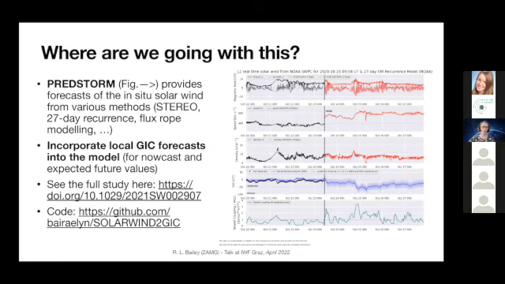And where it'll be interesting to go with this is to incorporate it with other models such as PredStorm, where we have forecasts of the incoming solar wind. And so you can get forecasts of the GICs for a few days. And you can see the full study here under this link and the code that was used to develop all the machine learning models and produce the plots is here. And with that, I'm done.